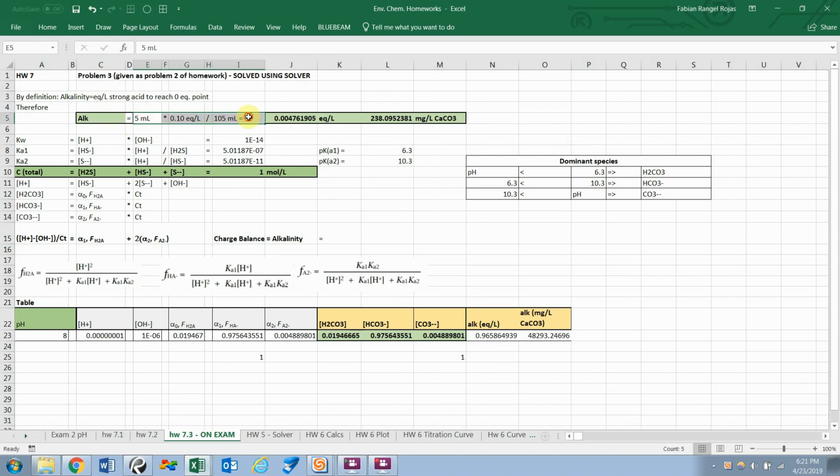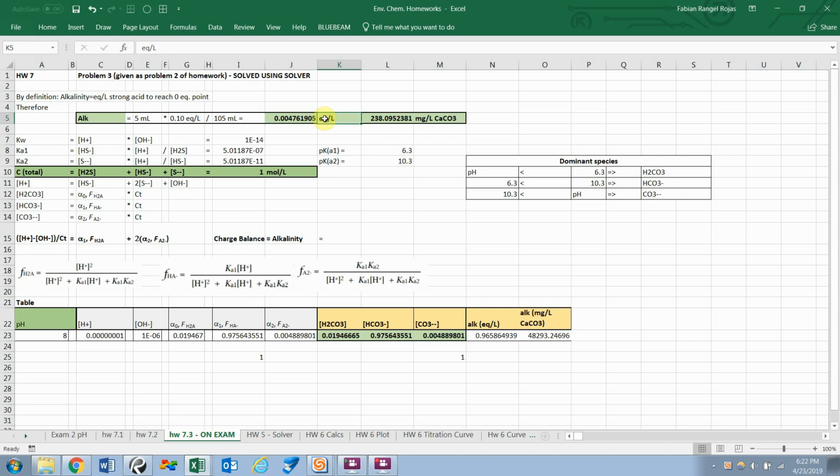This that I wrote here, Excel isn't really doing anything with it. I'm just using it to show you guys what I did. Basically, I took 5 milliliters, multiplied it by 0.10 equivalents per liter. That gives me equivalence, and I divide it by the total volume of my solution. I originally had 100 milliliters, but because I added 5 milliliters of titrant, then I have 105 milliliters. So I asked Excel to calculate that for me. I made this cell equal to 5 times 0.1 divided by 105, and that gives me equivalence per liter.